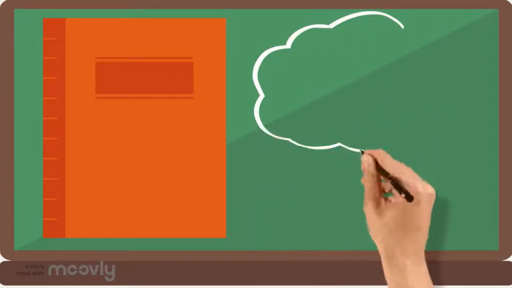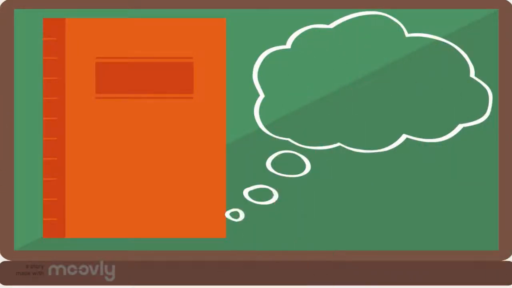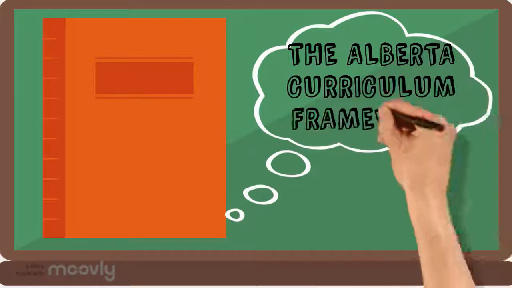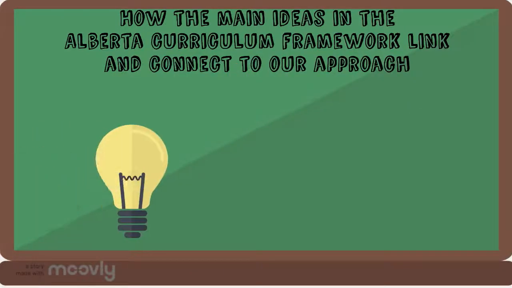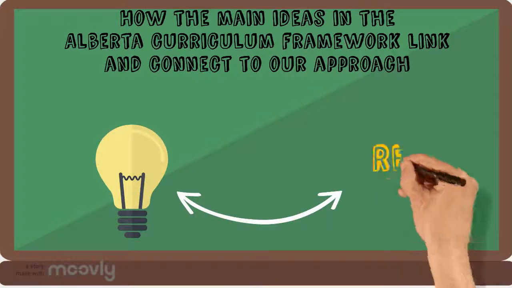Within the early learning and childcare field, there is one source which we should always refer back to and consider, as it sets the core foundation and fundamentals in the field. This being the Alberta Curriculum Framework, which brings me to the point of how the main ideas in the Alberta Curriculum Framework link and connect to our approach.